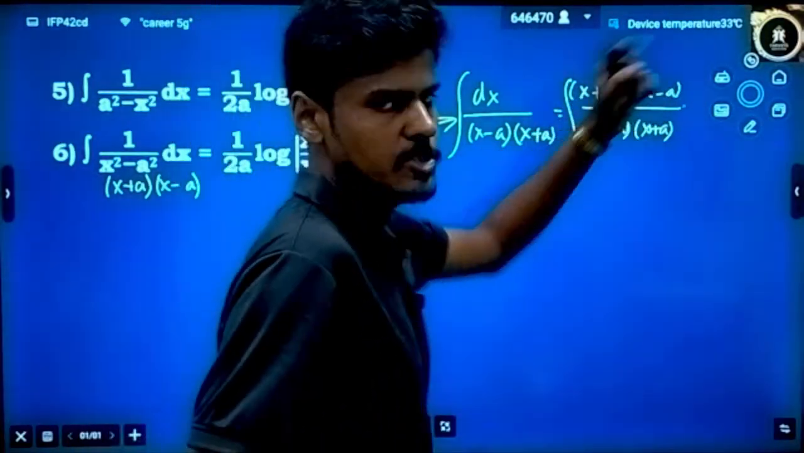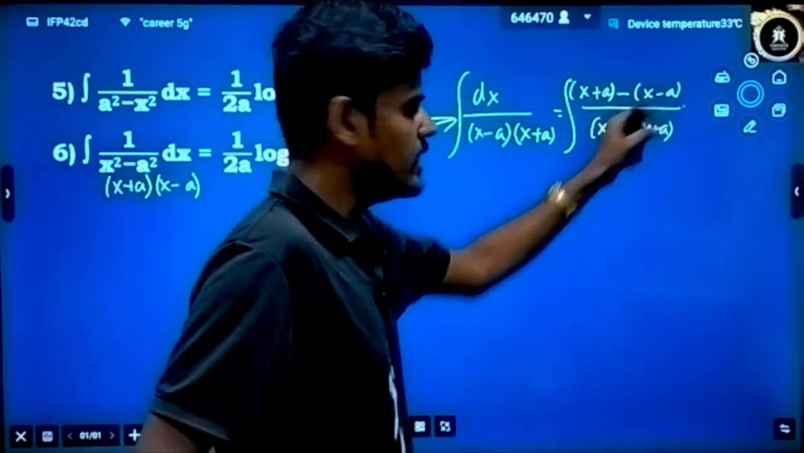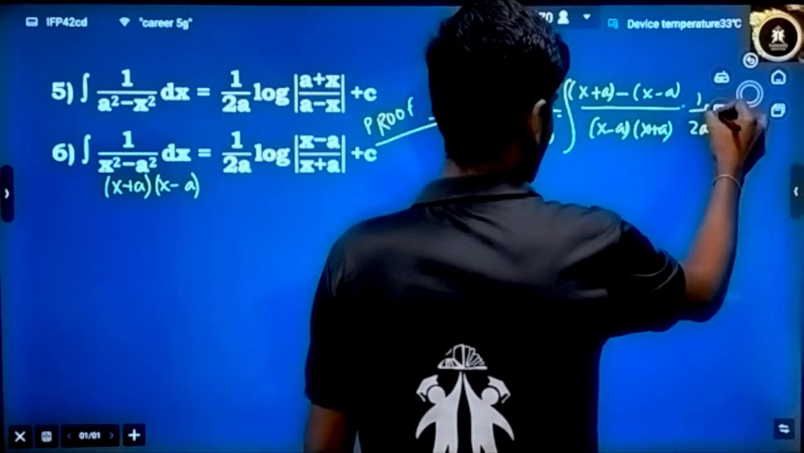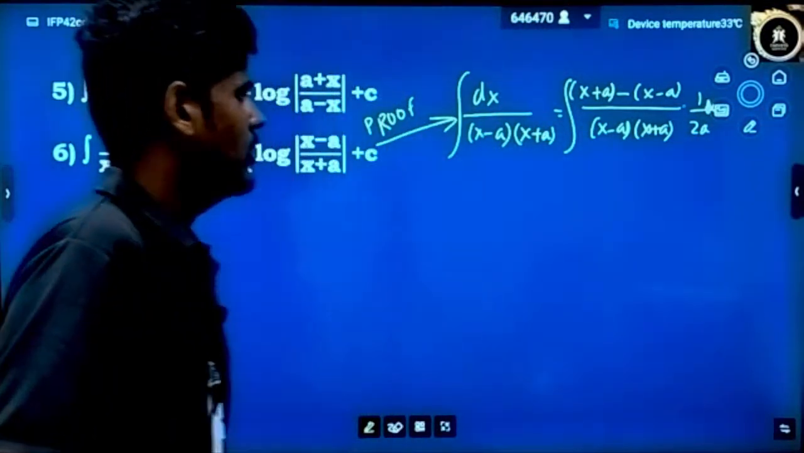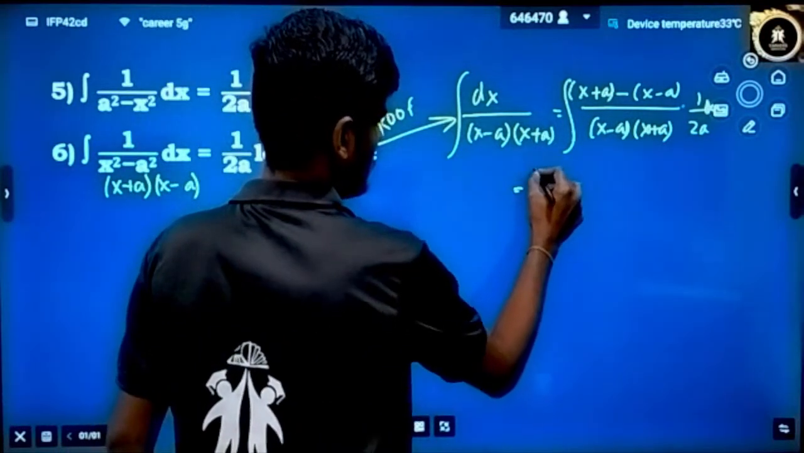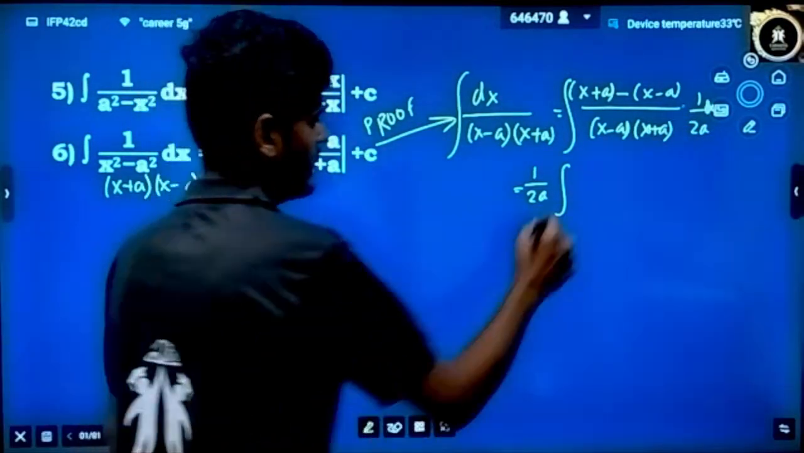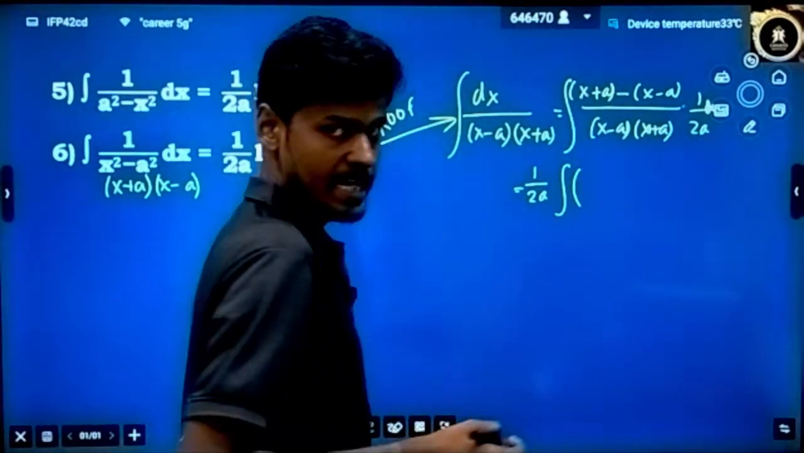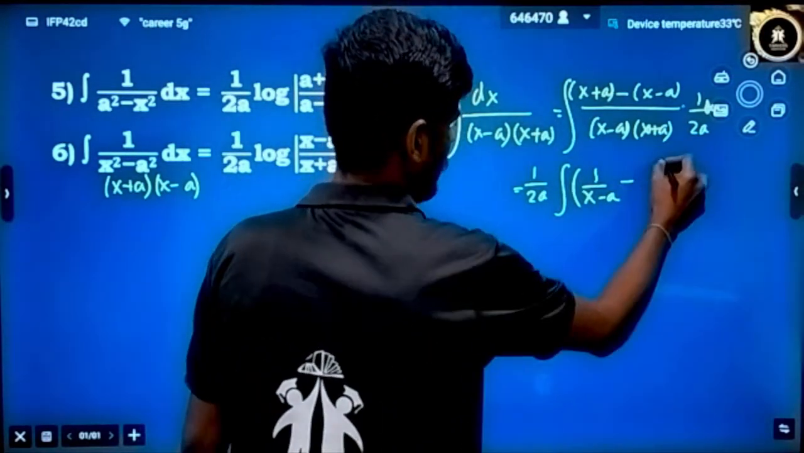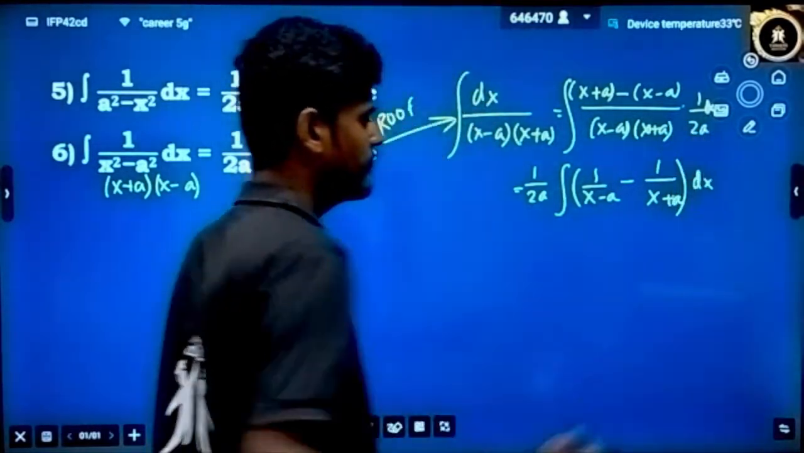Okay, now if we subtract these two, x will get cancelled. A minus of minus a is plus a, so it will be 2a. We have to divide this value by 2a, 2a into dx, integral dx. Okay, now what we got? 1 by 2 is constant, we can take it outside. This is equal to 1 by 2a integral of, now we can divide this separately, that will be x plus a will get cancelled from the first term, we will get 1 by x minus a minus of 1 by x plus a, dx.